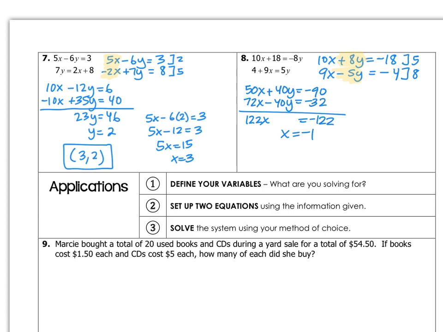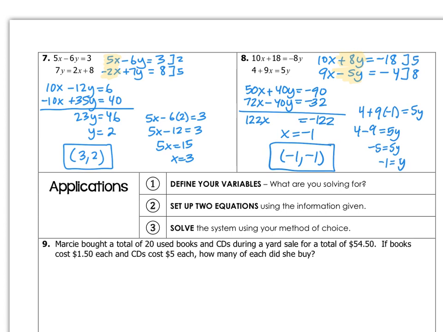So then I can plug it back into either one of those. I'm going to choose the bottom one. So 4 minus 9 equals 5y. So negative 5 equals 5y. So divide by 5. So y is negative 1. So my ordered pair is negative 1, negative 1. All right.